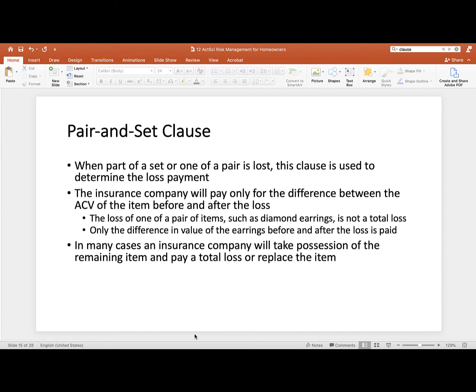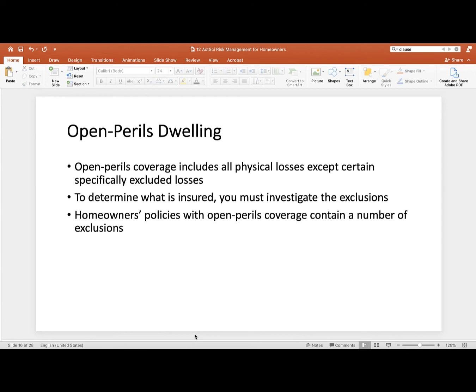So the open perils we spoke about briefly. Open perils coverage includes all physical losses except certain specifically excluded losses. Okay, so with open perils, everything is covered unless it's excluded. To determine what is insured, you have to look at what is excluded. If it's not excluded, then it's included. Homeowners policies with open perils coverage do contain a number of exclusions, which we're going to be looking at in a moment.